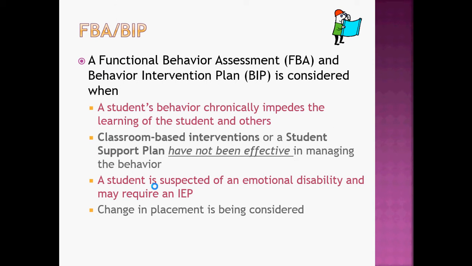One last plan that is created at the SST level is a behavior intervention plan, or a BIP. This is for students that are chronic behavior problems and a student support plan has not been effective. Oftentimes, an emotional disability is suspected. In order to create this behavior intervention plan, we need to implement a functional behavior assessment, or an FBA. We need parent permission in order to implement this. Once the behavior intervention plan is created, it is distributed to all staff members that work with this child.